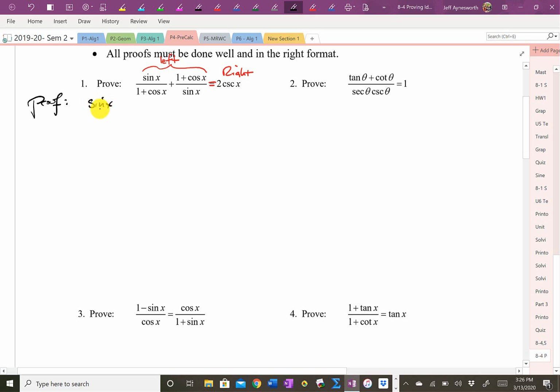So we're going to start off with sine x, plus one, divided by 1 plus cosine x, plus 1 plus cosine x divided by sine x. That is actually equal to 2 cosecant x. So what we're going to do is put the goal down here. Our goal is to show that it's equal to 2 times cosecant x. This is our goal. And the only way we can do that is by showing that through a series of equalities, we can get to our end goal.